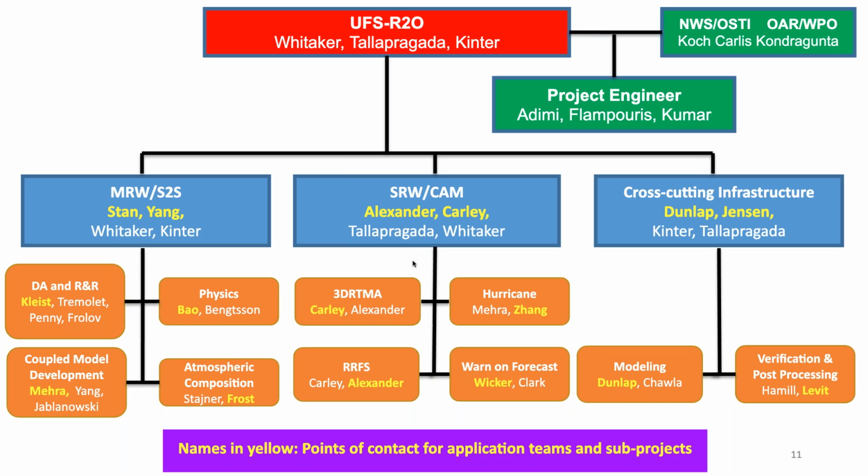In our short-range weather portion, we have 4 sub-projects. One, the three-dimensional real-time mesoscale analysis project, the hurricane forecast project, the rapid refresh forecasting system, and Warn-On forecast. Warn-On forecast is, you know, in-kind contributions. And finally, our cross-cutting infrastructure team has 2 sub-projects, one on modeling infrastructure and the other on a verification and post-processing infrastructure.